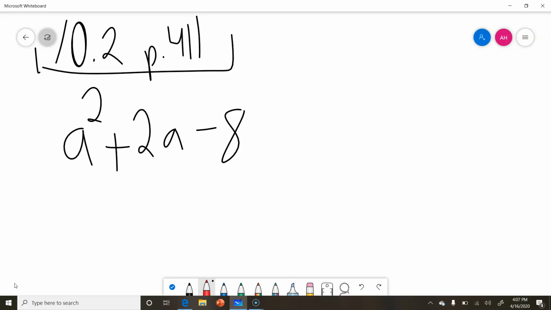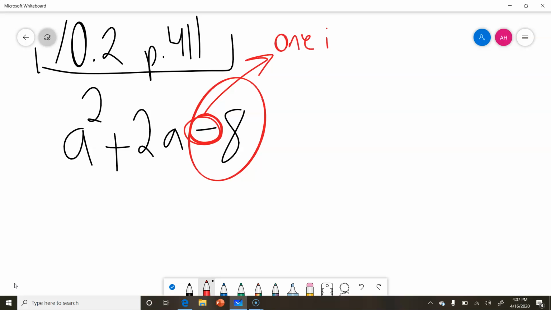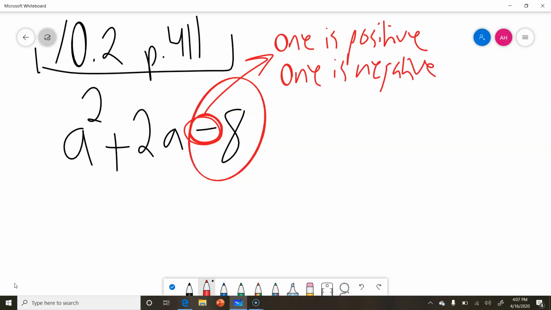Now, when I'm looking to factor that, I look at this sign first. I say that is a negative sign. And when that is a negative sign, that means one is positive, and one is negative. So when I come down here into my two binomial brackets, one is going to be negative and one is going to be positive. I know that just by looking at that negative sign, okay?